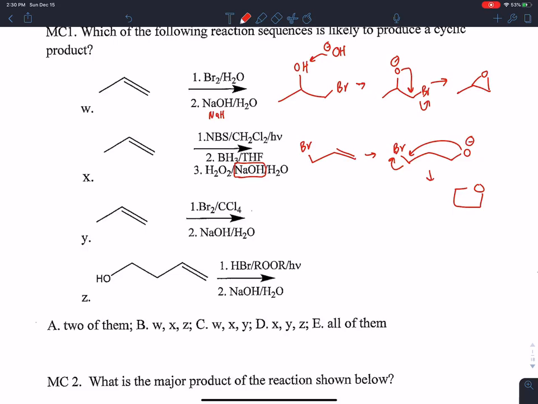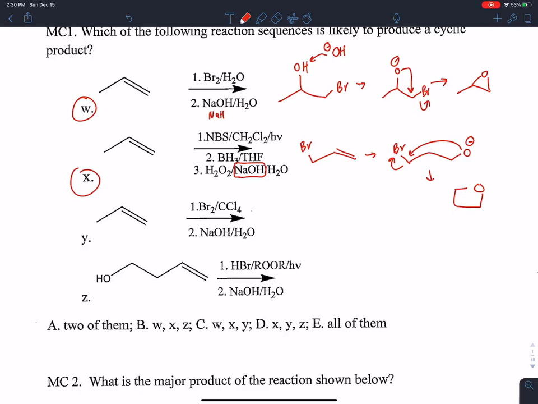Then we look at Y. Y is going to make Br2, so we make 2 Brs. And then you have NaOH. At this point, NaOH can't do anything. If anything, it's going to just do either elimination or substitution. Let's say it was doing substitution, it will just substitute that spot. So nothing else is happening after this point. Y would not be an answer. It's not making a cyclic product.